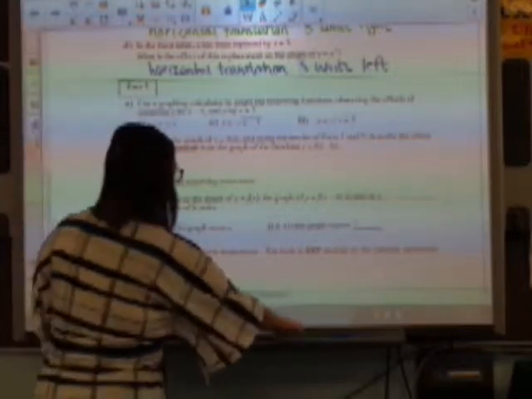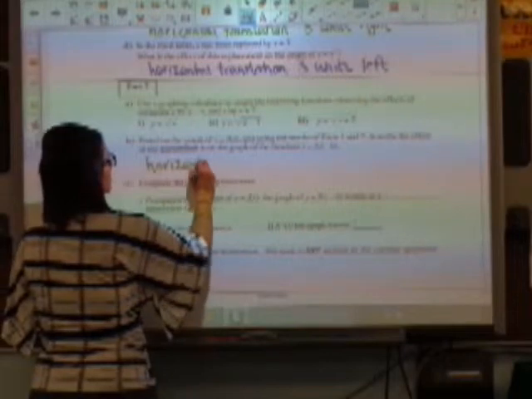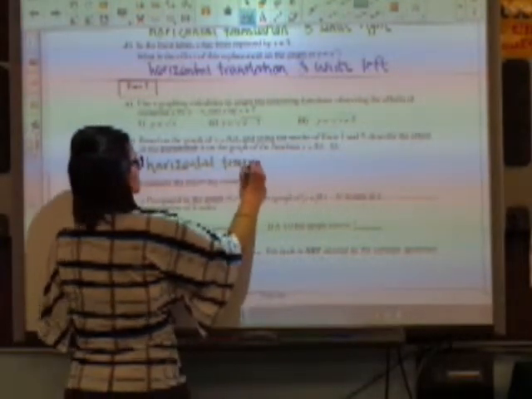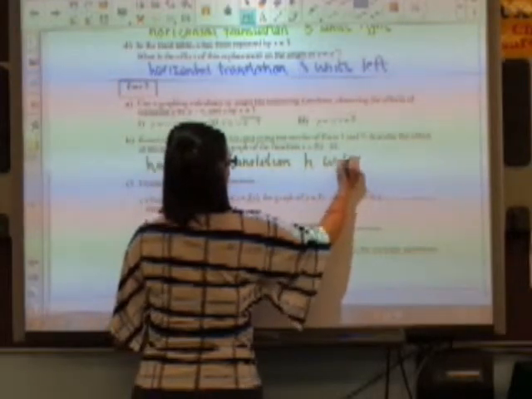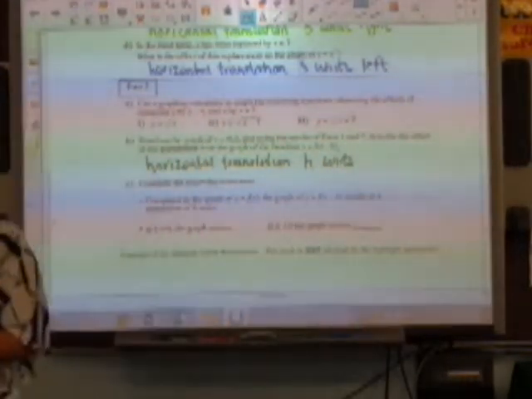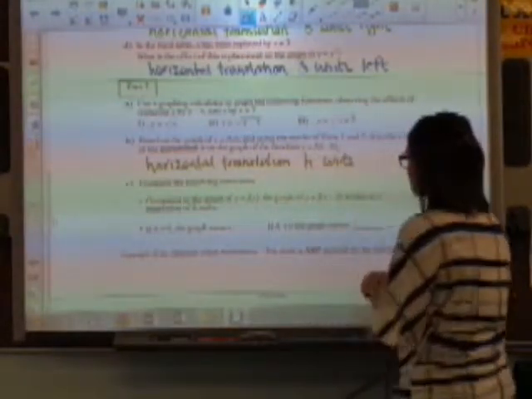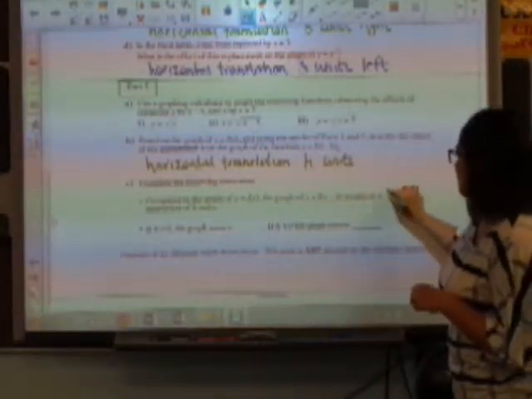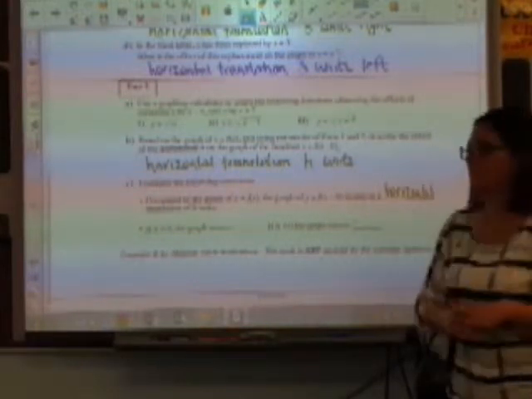It translated it horizontally. So horizontal translation of h units. So compared to the graph of y equals f of x, the graph of y equals f of x minus h results in a horizontal translation.